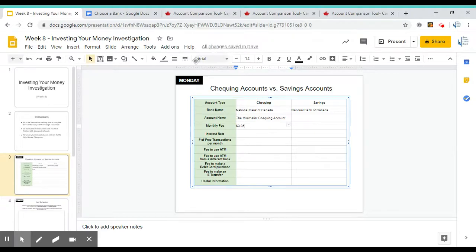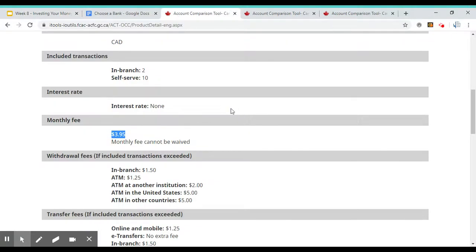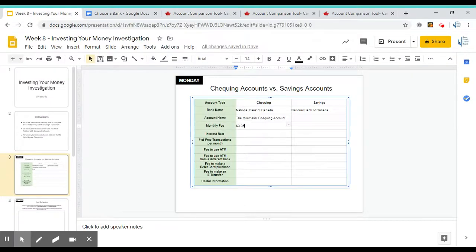Okay, interest rate is the next part. So that's actually above this one. So for this one, it says interest rate, none. So there, it doesn't earn any interest at all. And a lot of checking accounts don't. So next to that, I'm going to put 0. I'm not going to write none. I'm actually going to put 0%. It is a percent, so you should put a percent sign there.